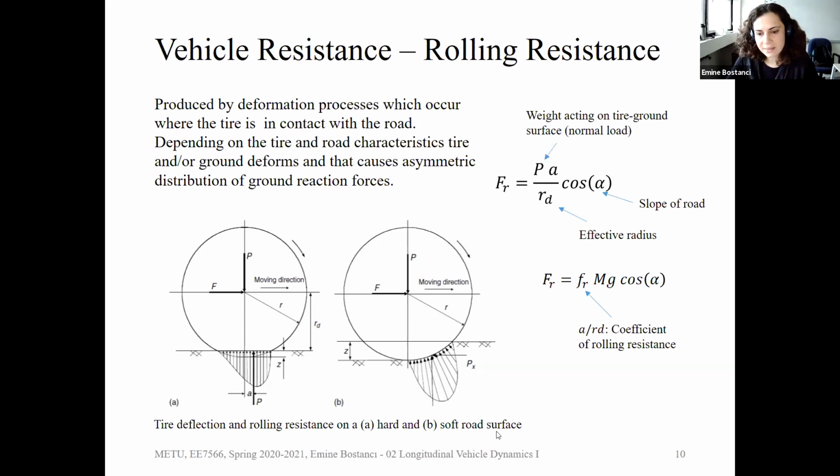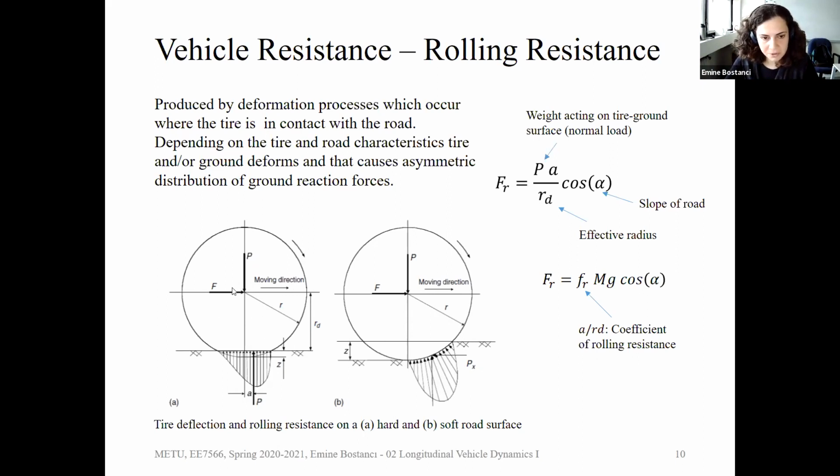And in this case, it's a soft surface. The tire is not deforming, but in this case, the surface is deforming. So you are going into the surface. This is how you can think. So in this case, since this was the normal load, here the center of load is shifted. The reaction force is shifted.